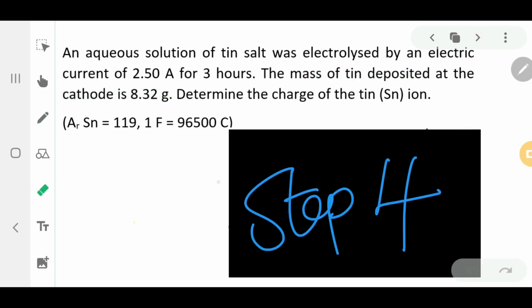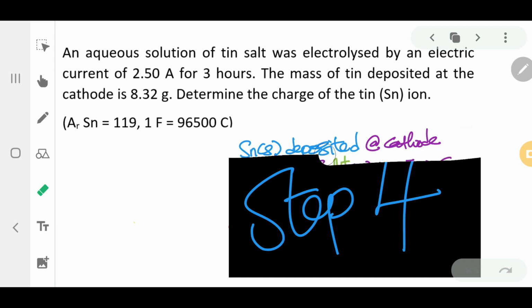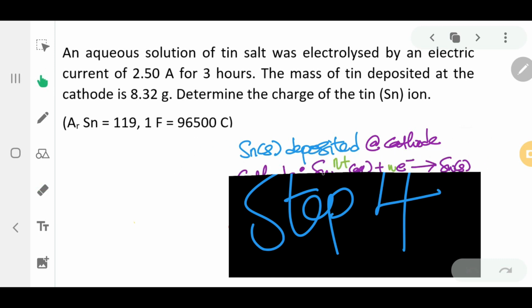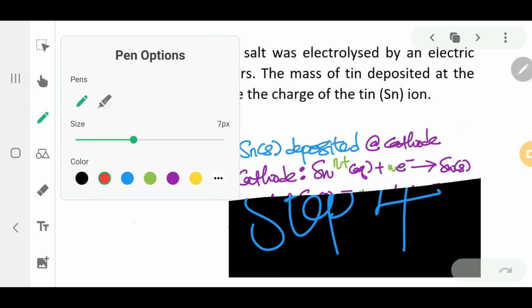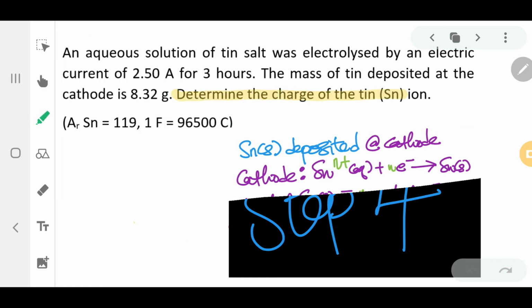Next step, what you need to do is the proportionality. We know that the tin will be deposited at cathode and the half reaction at the cathode should be like this. So we don't know what is the oxidation number for tin yet. This is the one that we need to find out. We need to determine the charge of the tin ion, so we're going to leave it as n+. And by finding out how many moles of electrons here, we would be able to find out the oxidation number of the tin.